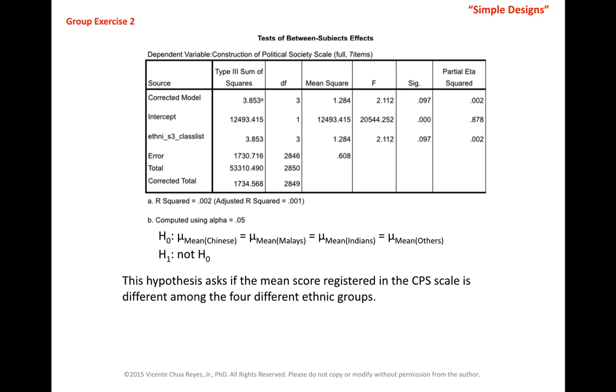The H naught, the null hypothesis, says that there is no difference between the mean scores of Chinese, Malays, Indians, and others. The alternative hypothesis is that no, there are differences. We need to remember that in quantitative research, it operates in a bit of a counterintuitive fashion. In order for us to prove a result, that there are differences in our analysis, we need to initially state that, hey, there are no differences.